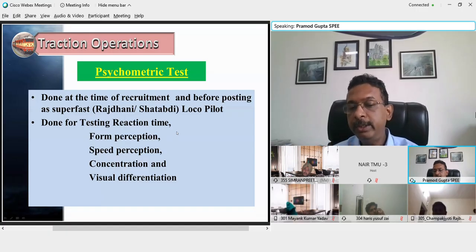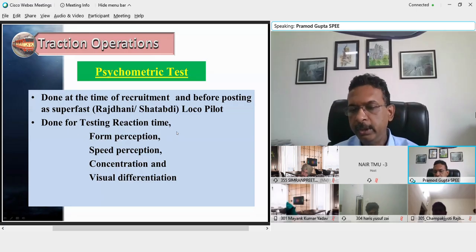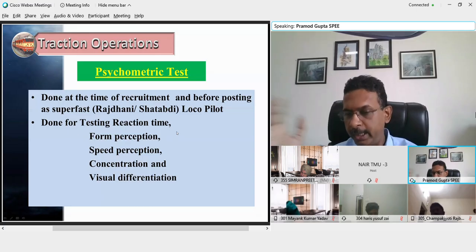The concentration level is also important, that he should not lose his concentration when he has nothing to do. Like when a loco pilot is driving a Rajdhani train, the time interval between two stops is somewhere around 3 kilometers on an average. If a train stops at one station, the next stop for the Rajdhani will come at least after 2 hours or more than 2 hours.